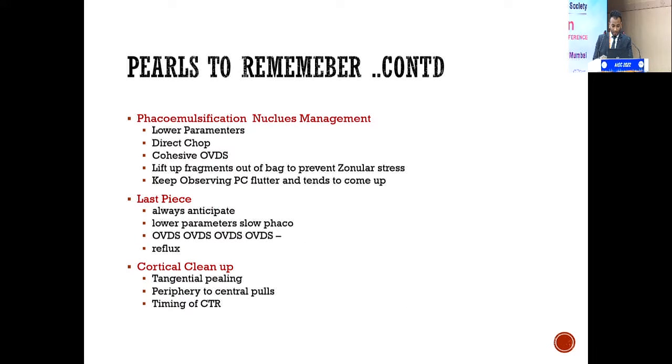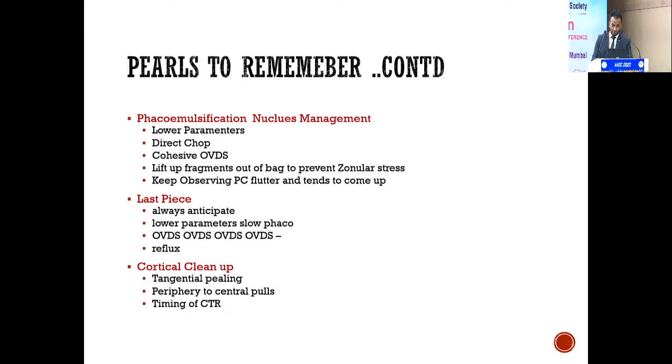Coming to the phaco, lower parameters are to be used. Use direct chop techniques. Always be liberal in your use of viscoelastics, especially cohesive viscoelastics. Lift up the fragments to prevent stress on the zonules. And keep observing the PC, because your heart is going to beat faster the moment you see your PC fluttering. The last piece is very important, because you always have to anticipate that something can go wrong, so you can't be relaxed at the last piece.